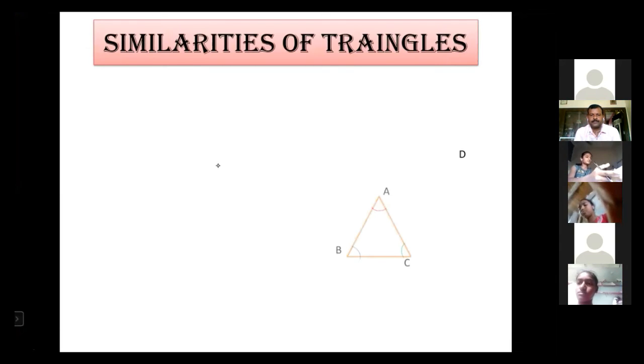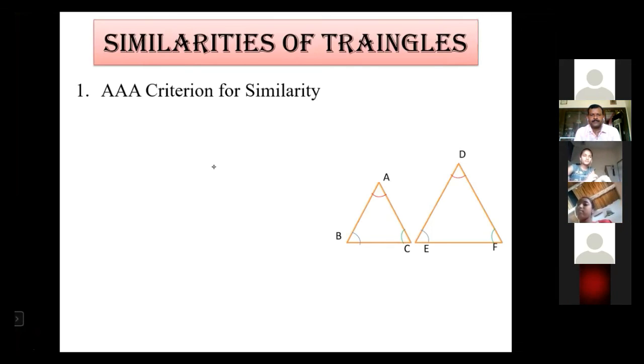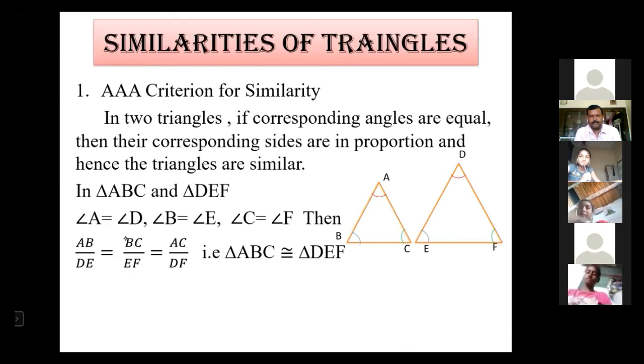Let us see some similarities. First is the AAA criterion of similarity. If the three corresponding angles of two triangles are equal, here A is equal to D, B is equal to E, C is equal to F, then the triangles are similar triangles.